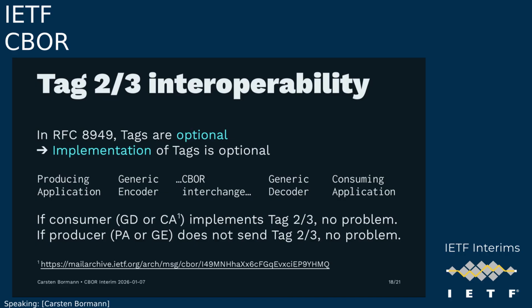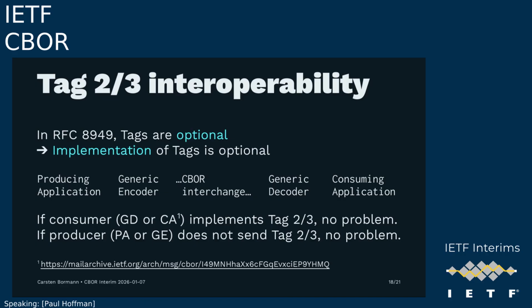First of all, two observations. If the consumer, either the generic decoder or the consuming application, implements tag 2 and 3, we don't have an interoperability problem. So this is observation number 1. Number 2, if the producer never sends tag 2 and 3, we don't have an interoperability problem either. So we have to look at the situation where the producer sends tag 2, 3, and the consumer doesn't understand that. And that's going to be the rest of the slides.